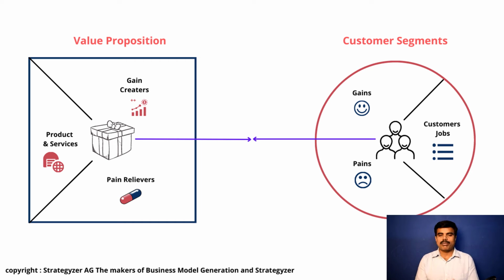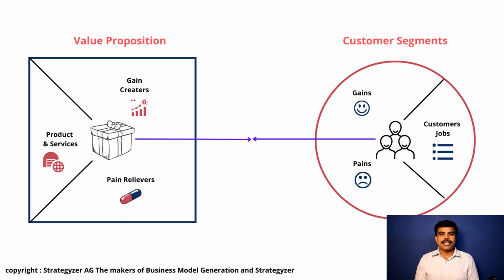So this is all about the product and services. And another one is the gain creators. Here the gain creators means the gains we have discussed in the customer segments. For example, for Uber, while you are making yourself ready, you can book the car and the car has to come directly to your doorstep. This is what you want as a customer.